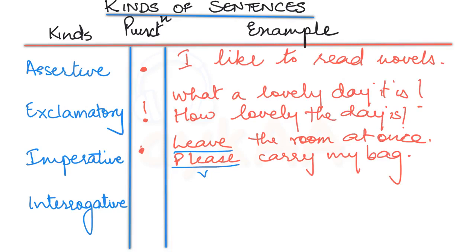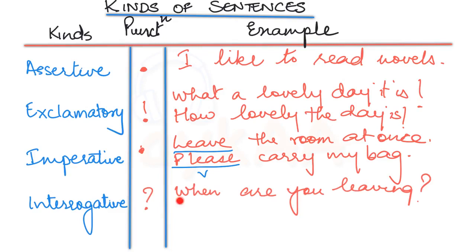And now we go to the next one, the last one, that is interrogative sentence. An interrogative sentence is a question and therefore it ends with a question mark. Now you could have a WH question or a yes/no question. Let's understand the difference. If I say, when are you leaving? Of course it ends with a question mark, but here it starts with when, which is a WH word.